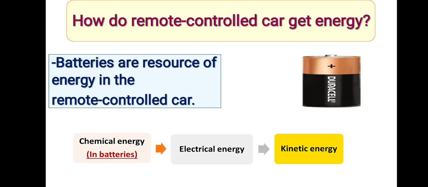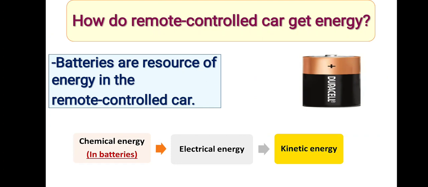When we put the battery inside the car, the chemical energy will change into electrical energy. Excellent, electrical energy. After that, the battery gives the electrical energy to the car to help it move. So when the car is moving, the electrical energy will change into kinetic energy.